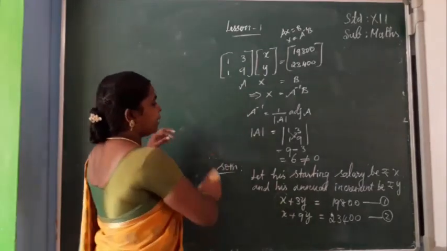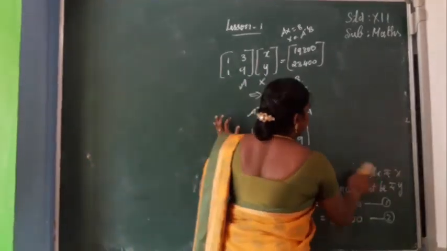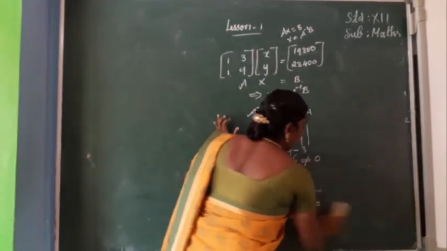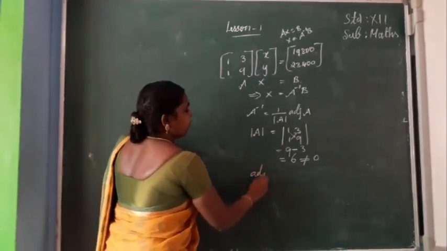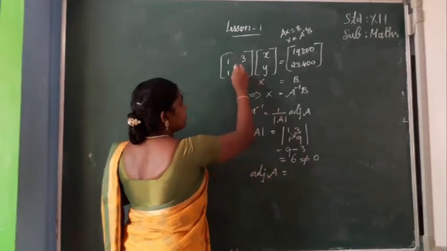Next you can find the adjoint. In a 2 by 2 matrix, you can find the adjoint within one line, isn't it? So adjoint A equal to. You see, A is here.